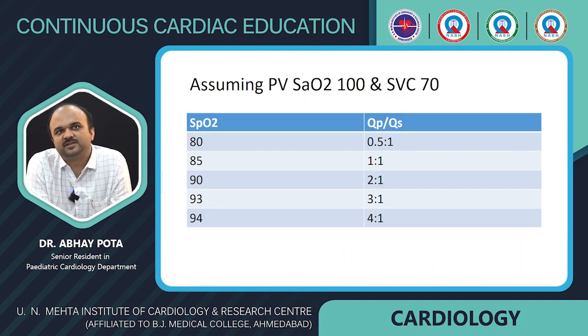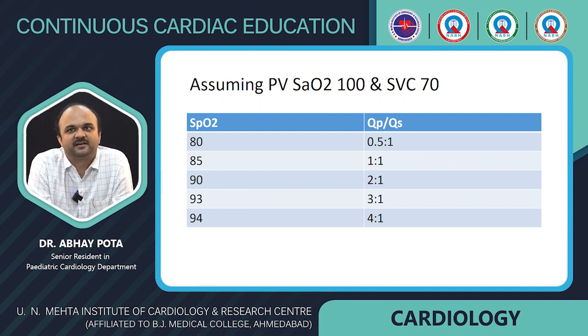Assuming that pulmonary venous saturation is 100% and SVC is 70%, saturations and QPQS are plotted on a graph. At a saturation of 80%, a 0.5 to 1 QPQS ratio is there. At 85% saturation, the ratio becomes 1:1. At 90%, it becomes 2:1. At 93%, the ratio is 3:1. And at 94% saturation, the QPQS ratio becomes 4:1. So we can appreciate the rapid rise in pulmonary blood flow with every 1% rise in saturation post 90% saturation.